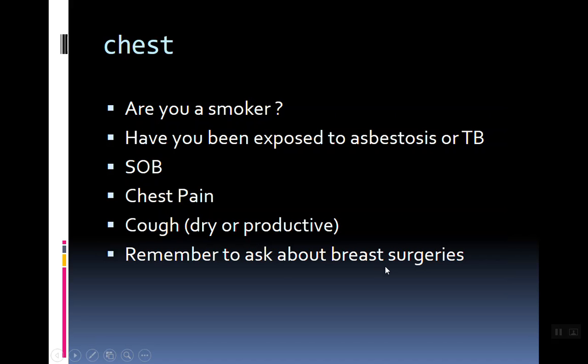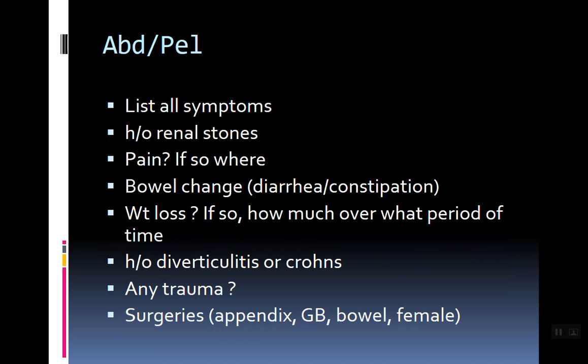Also, remember to ask women about any breast surgeries because we can see breast tissue on chest CT. If something shows up weird in there, the radiologist is going to wonder what the heck's going on. But if you have on your sheet a history of right lumpectomy, he's going to say, oh, I know what that is, it's just from her breast surgery. So that's a good thing to ask women.